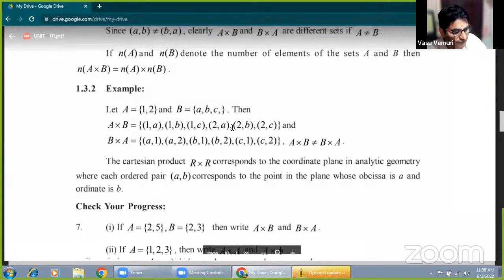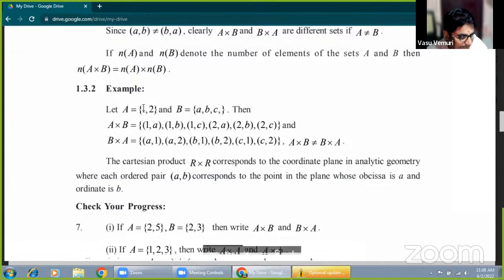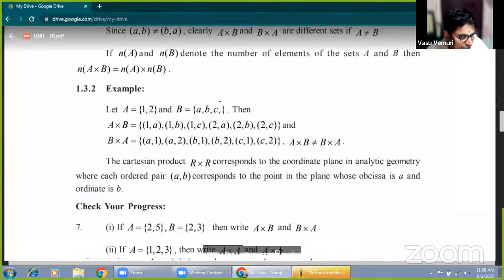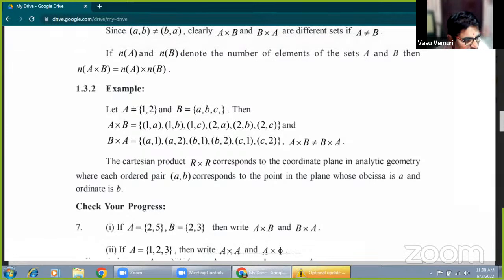1, 2, 3, 4, 5, 6. Again, A cross B means (1,a), (1,b), (1,c), and again (2,a), (2,b), (2,c). And again, B cross A: (a,1), (b,1), (c,1), and (a,2), (b,2), (c,2). Now the number of elements is the same, 6 ordered pairs. But these ordered pairs are not equal, because (1,a) is not equal to (a,1), and (1,b) is not equal to (b,1). That's why A cross B is not equal to B cross A.